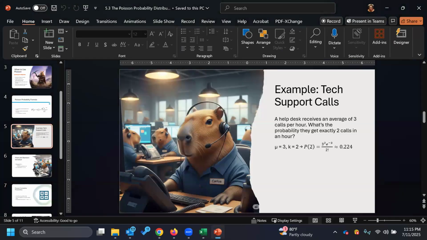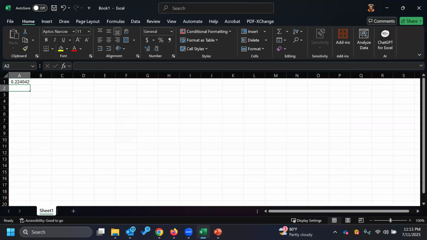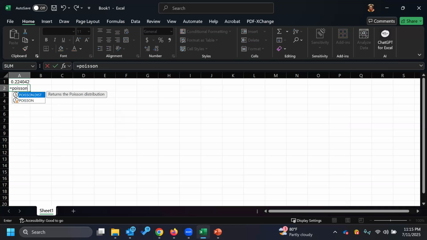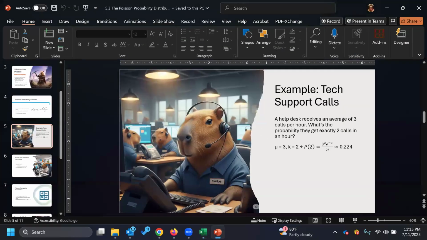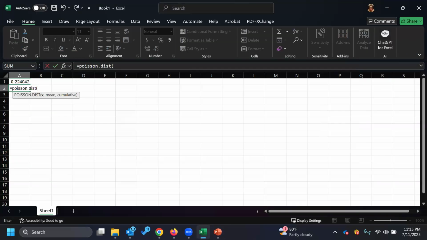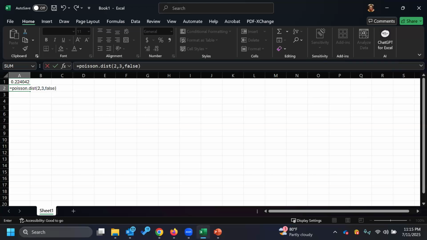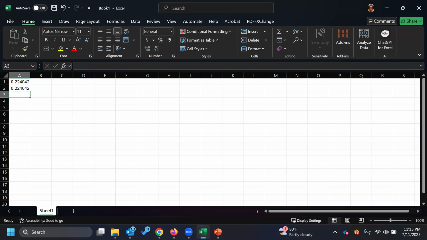What we found here. Now, there's another way we could do it. This is the Poisson distribution function. So our x here was 2, and the mean is 3. So we want to go 2, 3, and we don't want this to be cumulative, so we put false. And there's the same value, 0.224.